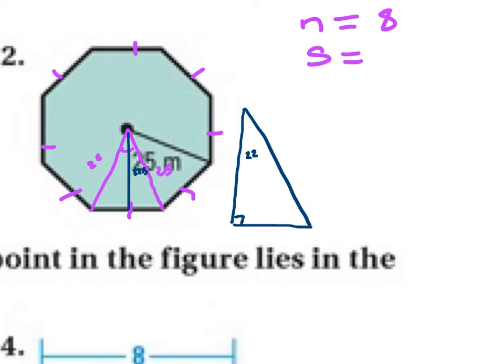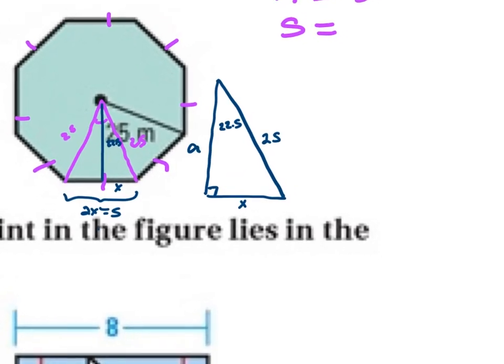That's 22.5 at the top. And I know only the radius, which is 25. So I'm going to call this X because it's half of the side length. And I need the apothem. So the first one, let's say I want to solve for X.